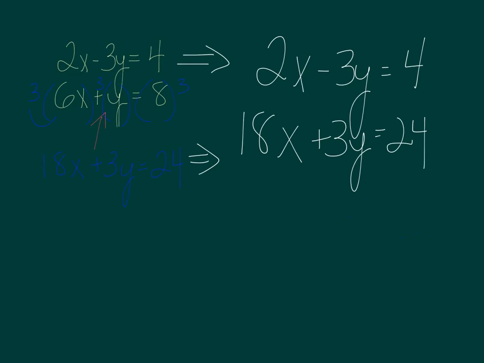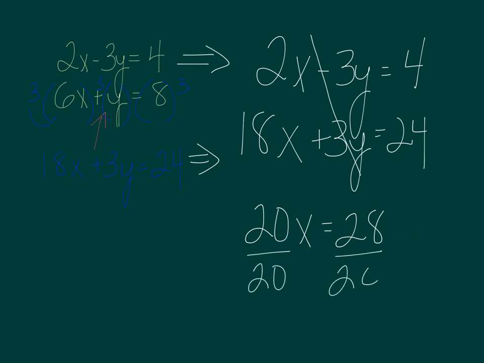Now, I've made it so that the y's cancel out, leaving me just with the x's, which when I add a 2 and an 18, I get a 20x. A 4 and a 24 is 28. And my last step being divide both sides by, in this case, 20. And then simplify. Let's see, what do you think? 4 goes into 28, 7, and 4 goes into 20, 5. So I have x equal to 7/5.